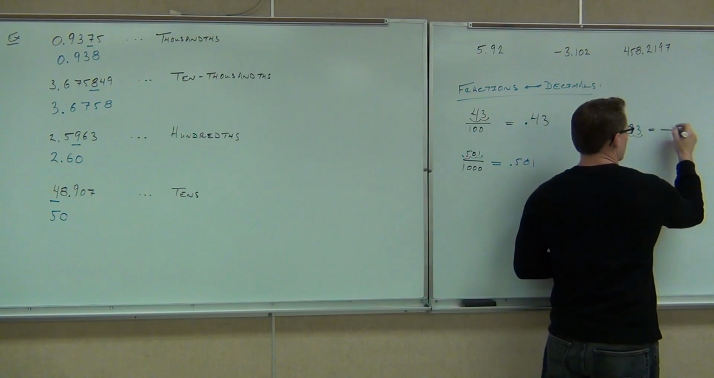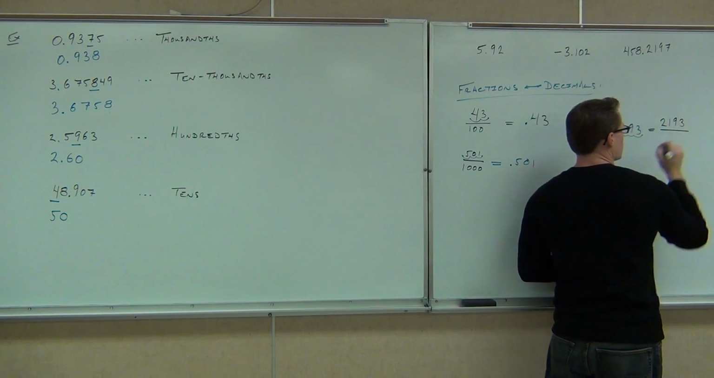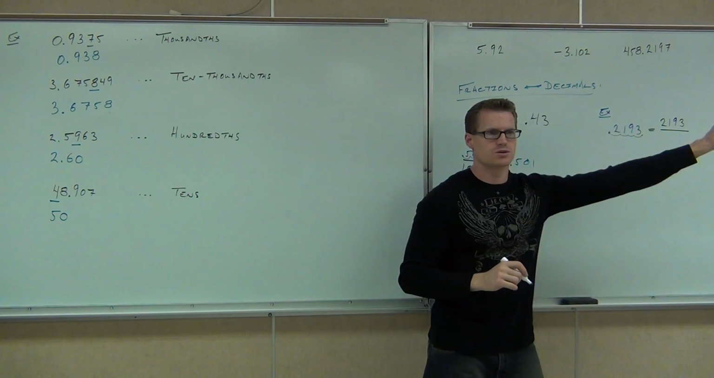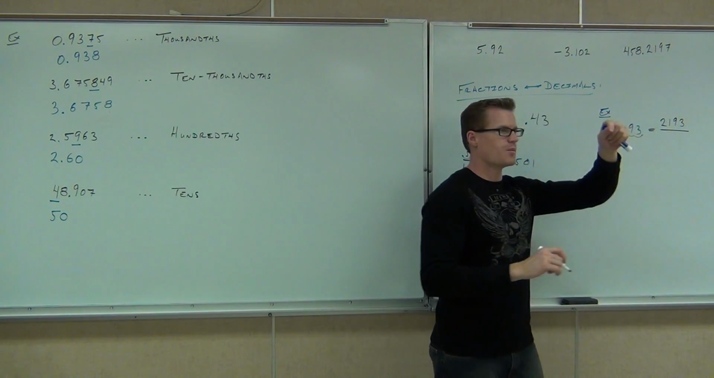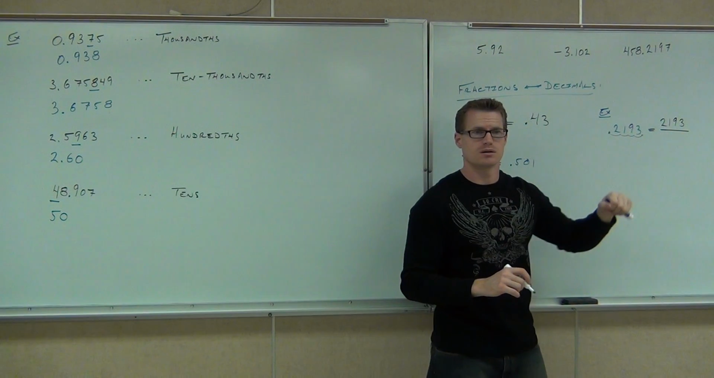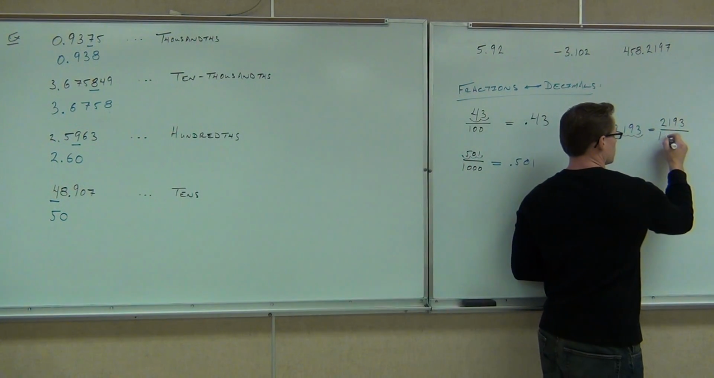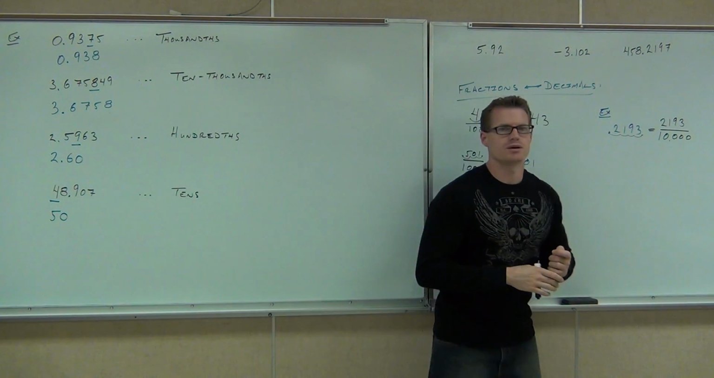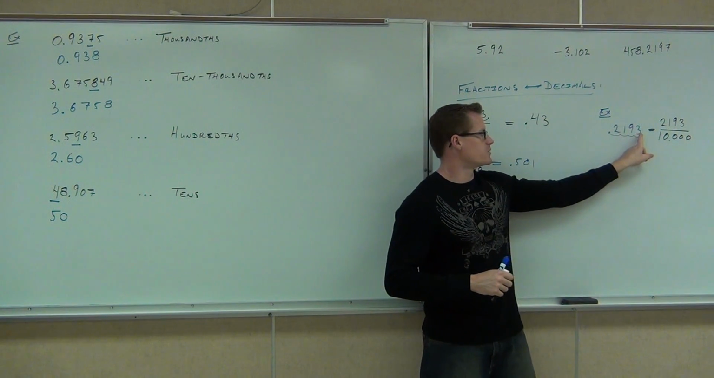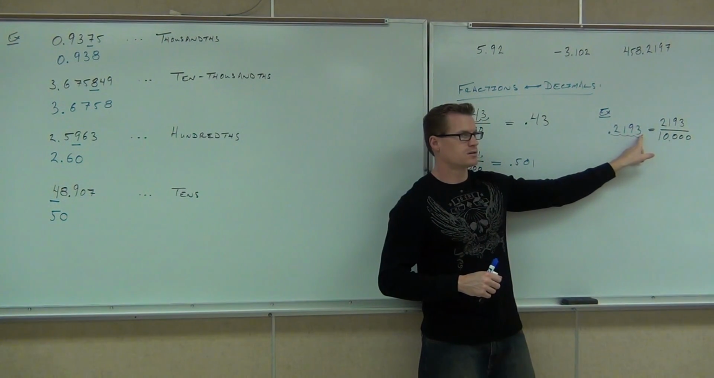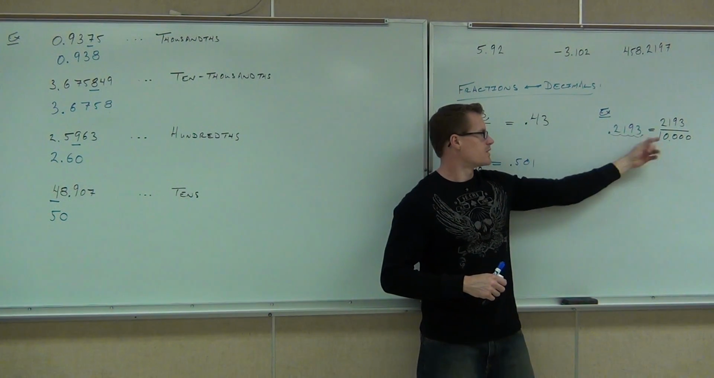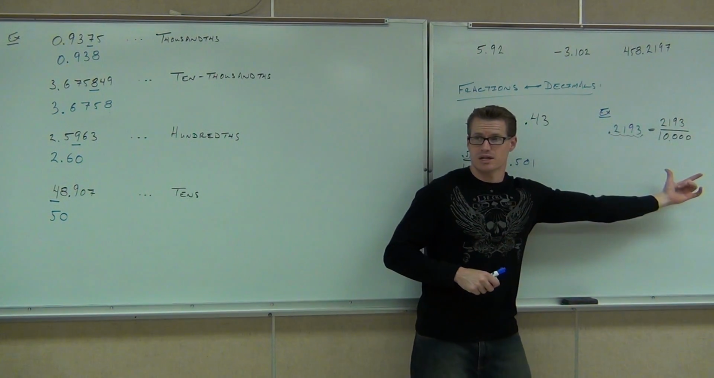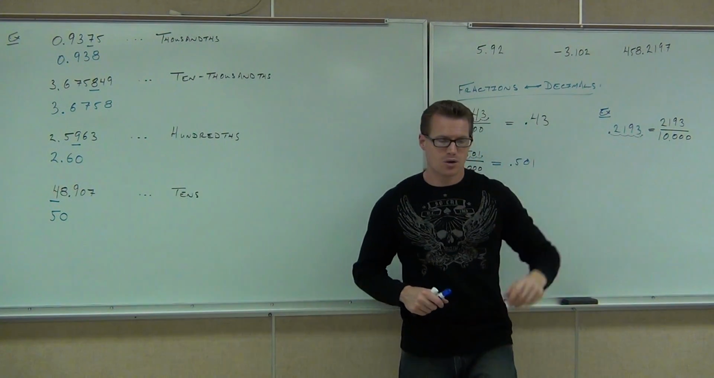What that means is I'm going to have 2,193 over something with 4 zeros at the end of it. We moved it 4 spots. That means 4 zeros. What's it have to be? 10,000. That's right. Hey, notice something else. What is this place value at? 10 thousandths. What do we have it over? 10,000. This is parts out of 10,000. This is parts out of 10,000. So we can go backwards or forwards.